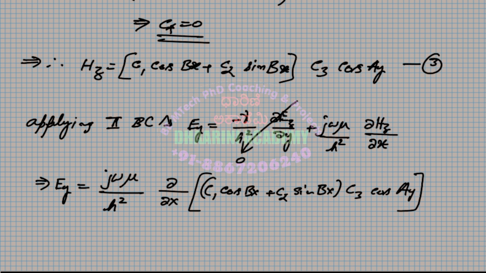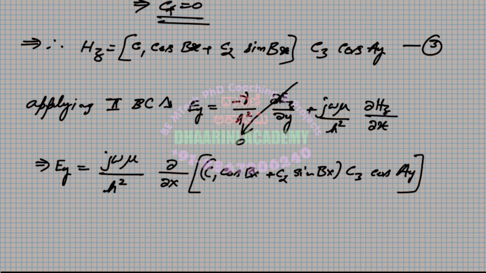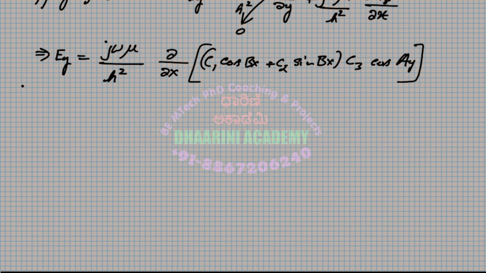So this has to be differentiated with respect to x, then we'll equate it to 0. All right, so let me simplify first. What happens to Ey? Ey is equal to 0 actually, right? So 0 is equal to j omega mu divided by h square into the partial differentiation with respect to x now.